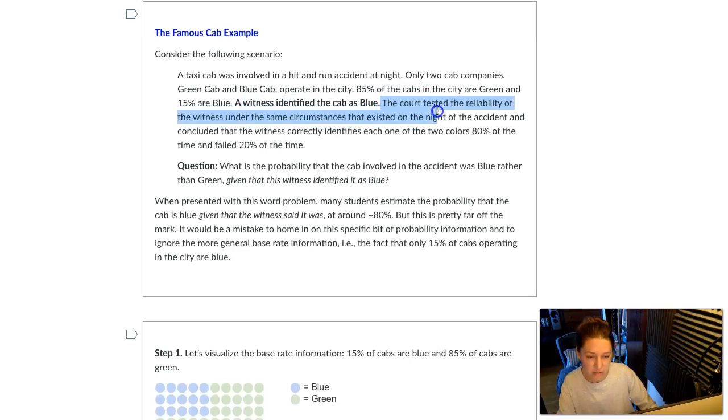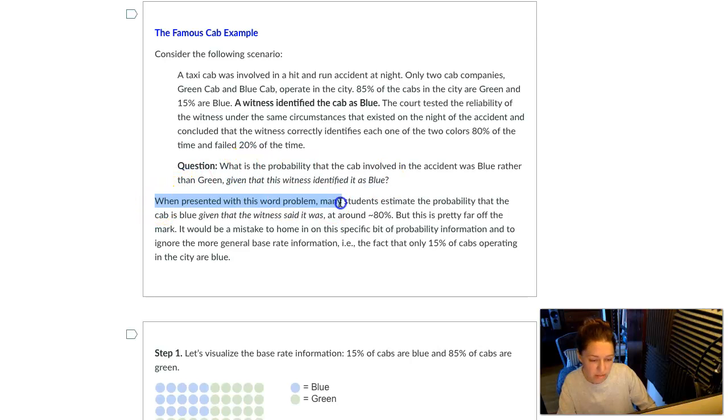The court tested the reliability of the witness under the same circumstances that existed on the night of the accident, let's just say, and concluded that the witness correctly identifies each one of the 2 colors about 80% of the time and fails the other 20%. Here's our question. What's the probability that the cab involved in the accident was blue rather than green, given the witness identified it as blue?